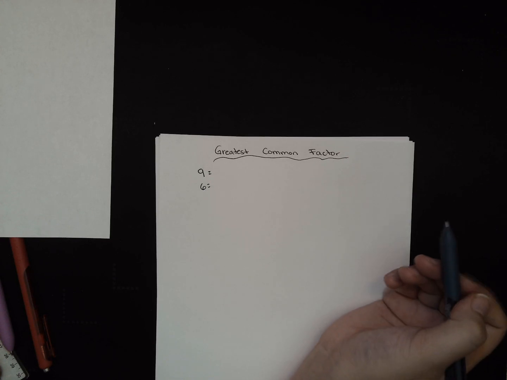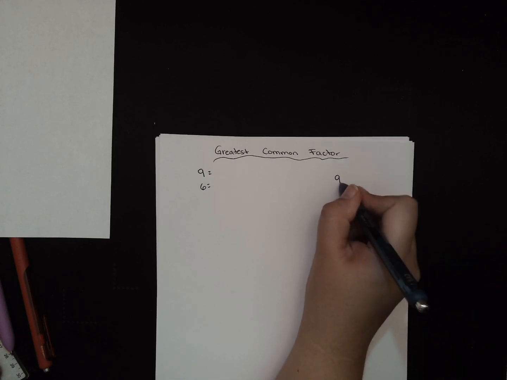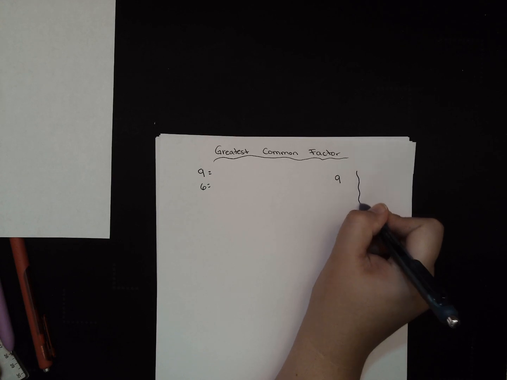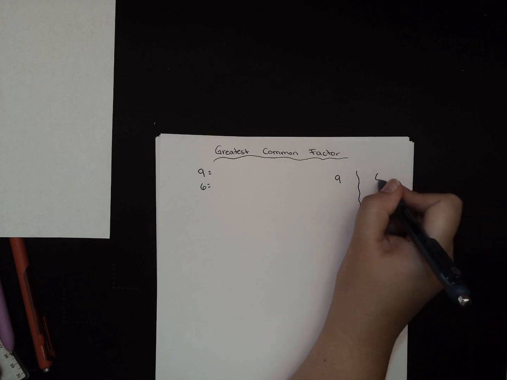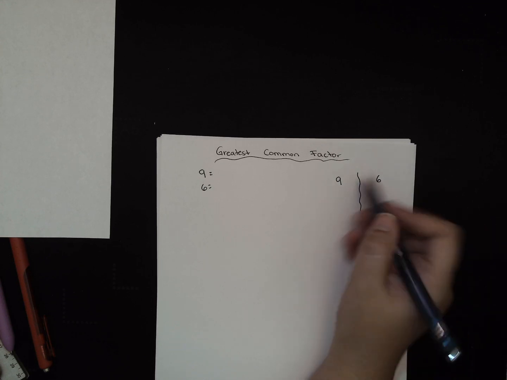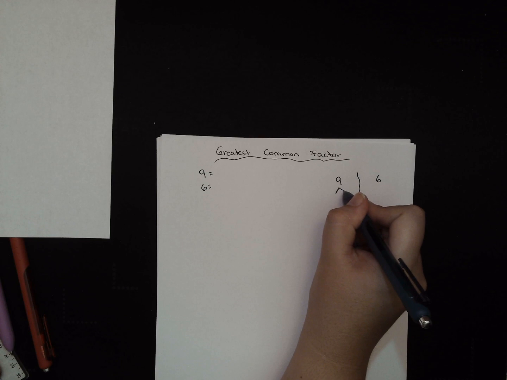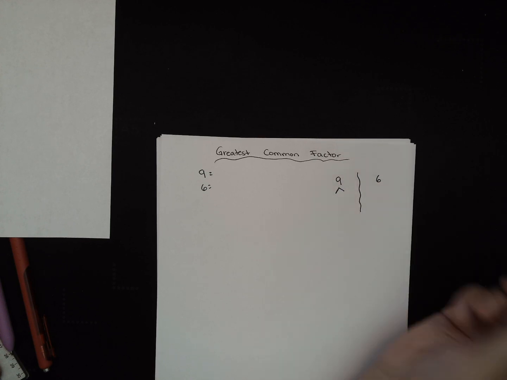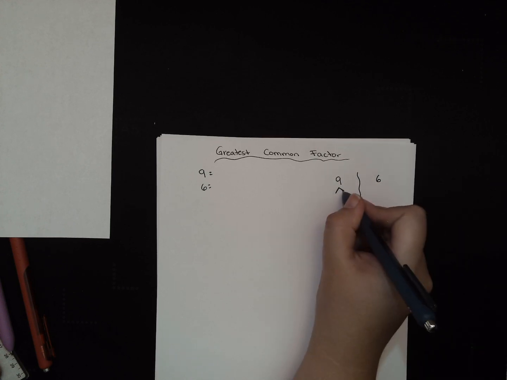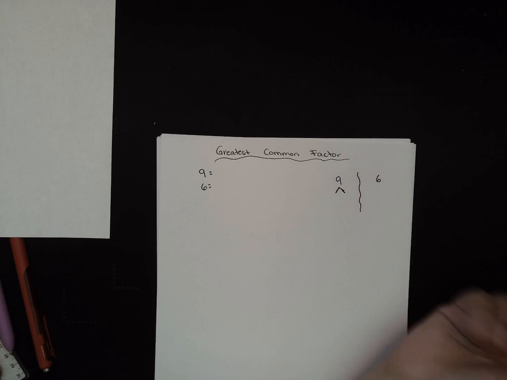To do that, I'm going to create a factor tree. So I'm going to have 9, and I'm going to go like this so I can separate it, and I'm going to have 6 over here. Okay, so let's get started. I need to know what two factors give me the product of 9. So what two numbers can I multiply to get 9?